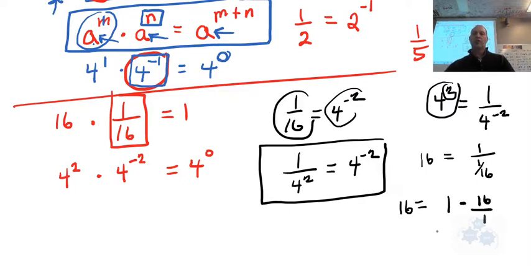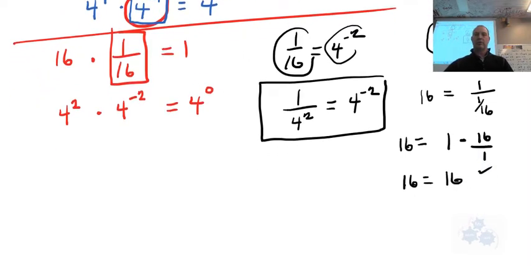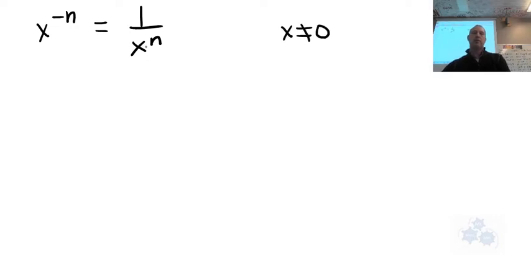Okay. So you flip and multiply. So 16 does equal 16. That's true. Okay. So negative exponents. What's the rule? The rule is, after all of that, drum roll, please. x to the negative n equals 1 over x to the n. Now we have a condition here, of course. x cannot be 0. Because remember, you still can't divide by 0. So please remember, you still can't divide by 0. x can be anything but 0.